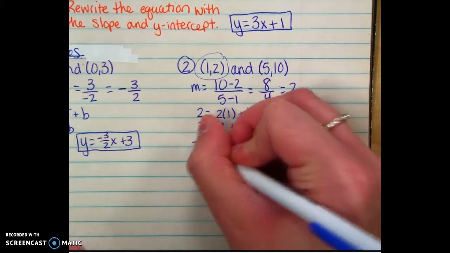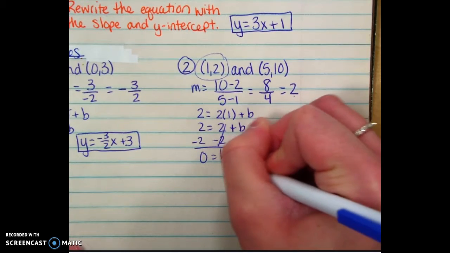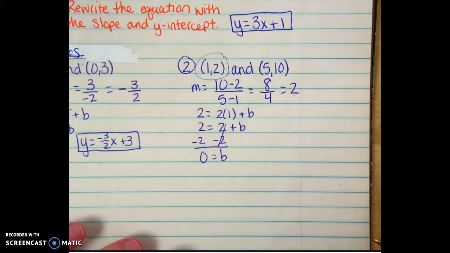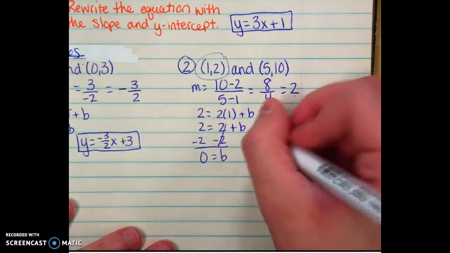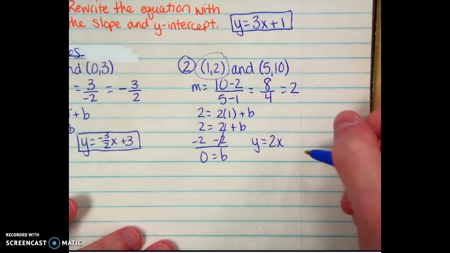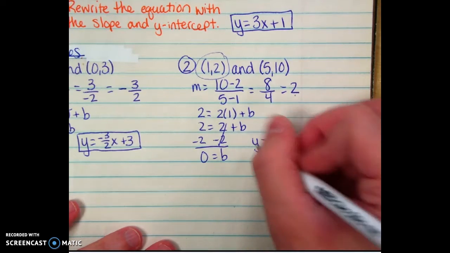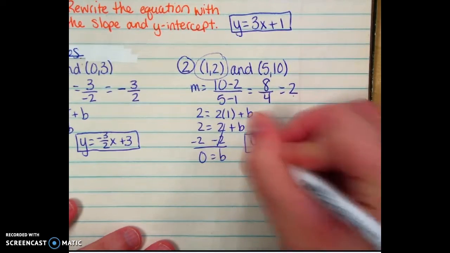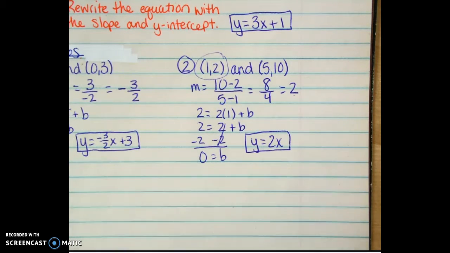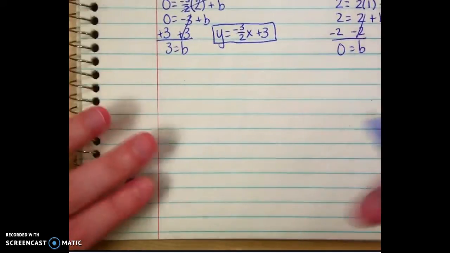Subtract 2 from both sides. So now my final answer, y equals 2x. You can put the plus 0 if you want to, but you don't really need it. It doesn't really mean anything. So I'm just going to leave it as y equals 2x. Okay, let's do another one. Got a few more to do.